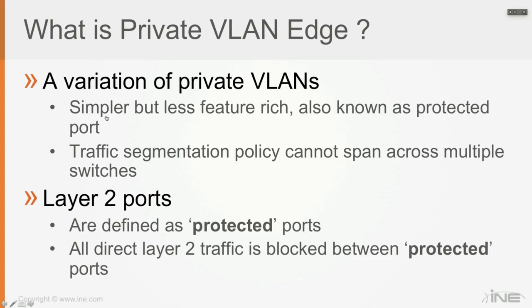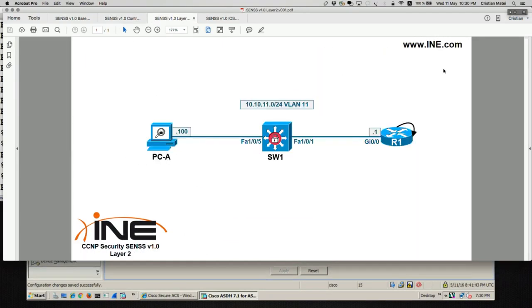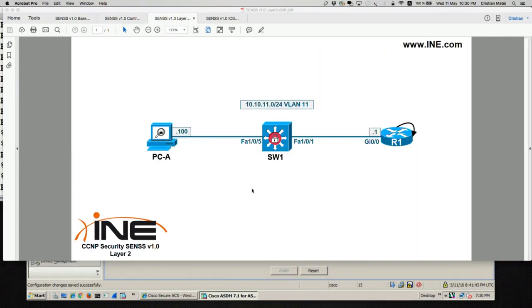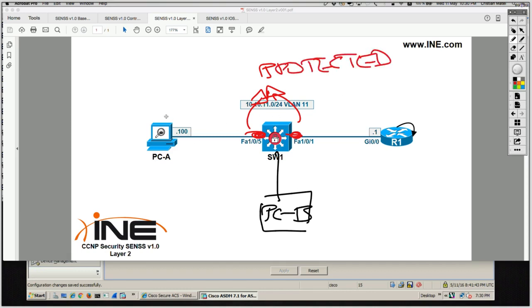So if you look at our diagram in here, if we would have another device connected to the switch, like PCB, and we go on switch 1, and we make this port and this port, both of them to be protected, so private VLAN edge, it means that PCA and router 1 cannot speak with each other directly. Traffic is blocked. So traffic between protected ports is blocked.